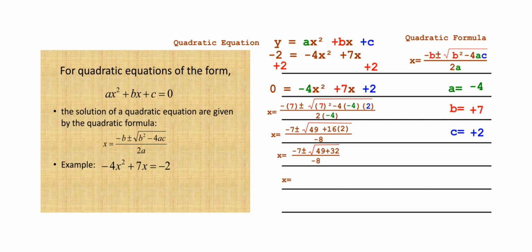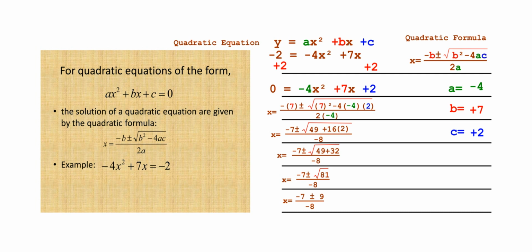Next step, x equals, and I'm going to take the 49 plus 32 basically. So negative 7 plus or minus the square root of 81. So 49 plus 32 should give me 81. And now all of it divided by negative 8 still. Okay, what is the square root of 81 now? Well, that should give us plus or minus 9, agreed? So we have negative 7 plus or minus 9 divided by negative 8 so far.